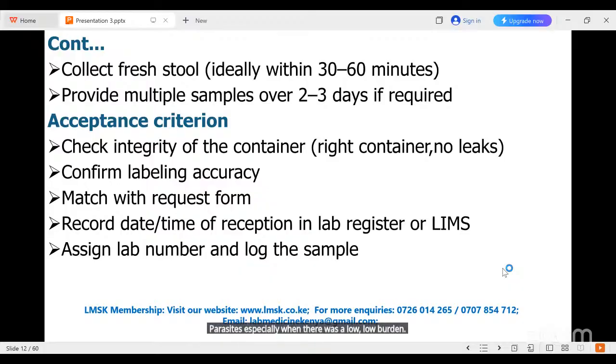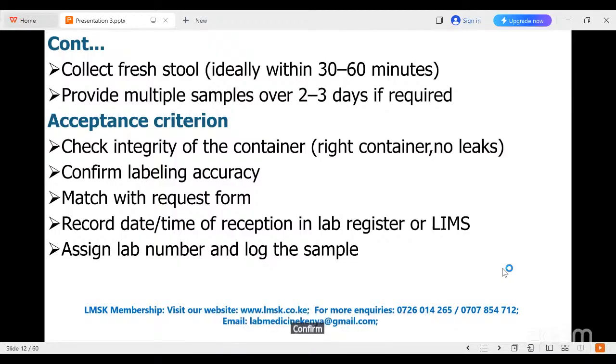Acceptance criteria. So how do we accept the samples? When they bring the samples, always make sure that you check the integrity of the container. Make sure they use the right container. They don't use a container from matchboxes. They don't use plastic bags to collect the specimens. And they tell you, "I already have a specimen here, just give me your container, I exchange, I put inside there." No, we must make sure that they use the correct containers.